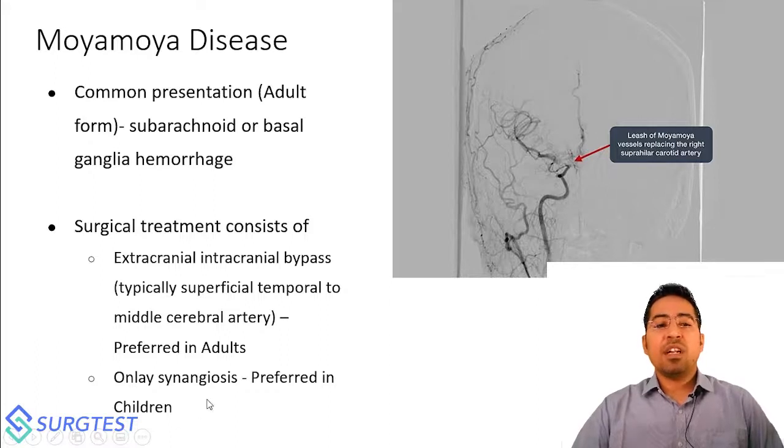And in case of children, you will prefer only synangiosis. That means you will not do the bypass, but you will put a blood vessel over the brain surface, and it will gradually take up, form new branches to supply the brain surface. So this is called encephaloduroarteriosynangiosis.